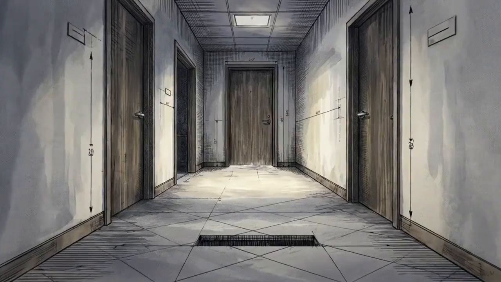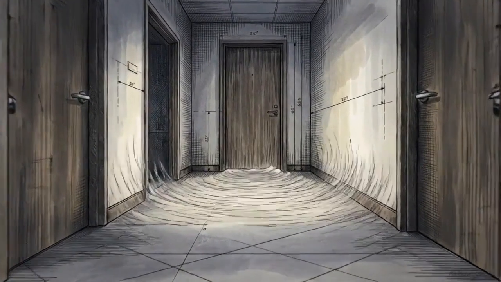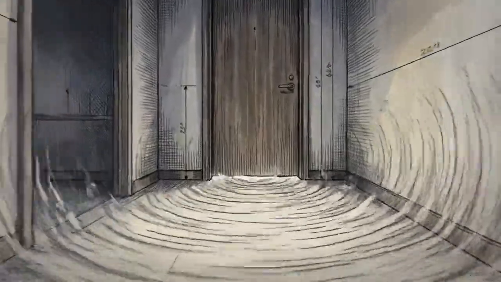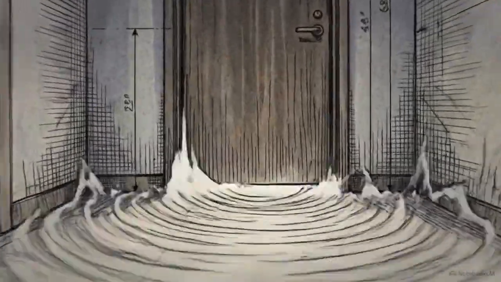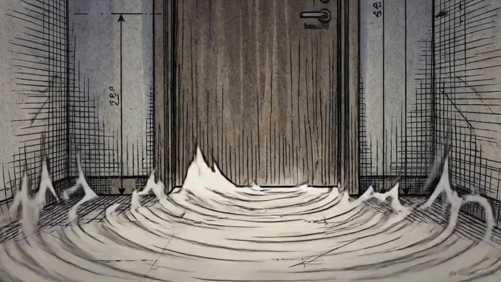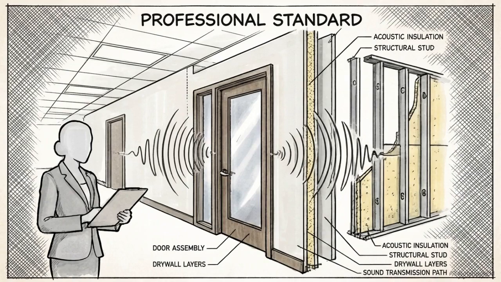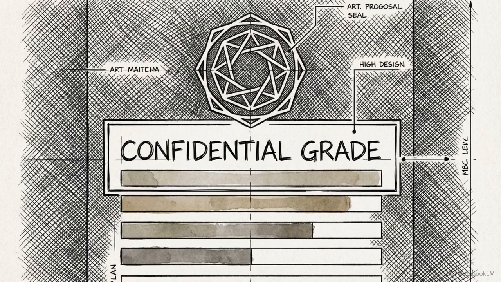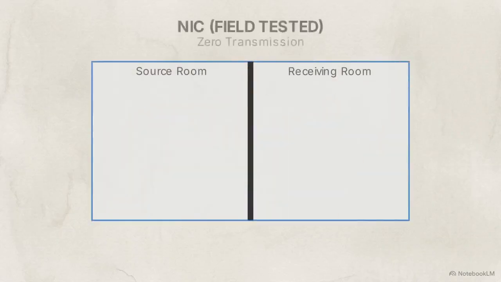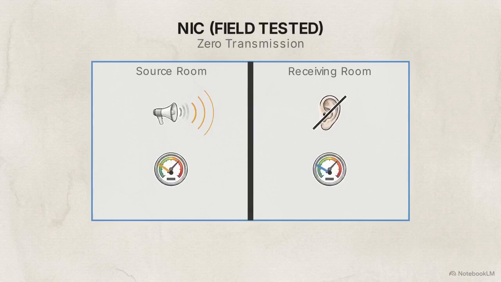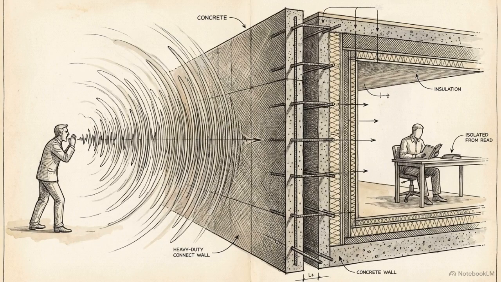Tally your findings. If you discovered light under doors, voices over the ceiling, or echoes in the vents, your office has active structural vulnerabilities. This chart displays the compliance target for professional practices, a noise isolation class or NIC rating of 45 to 50 or higher. The NIC is a field-tested metric that measures the total sound insulation between two specific rooms. At this confidential grade level, even loud speech is rendered nearly inaudible.